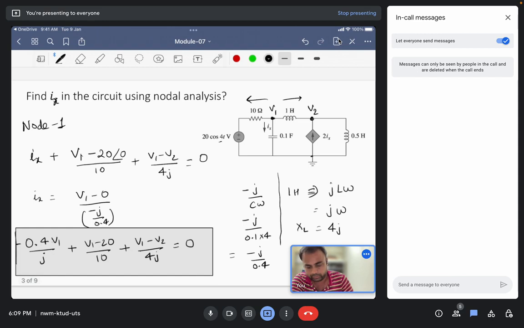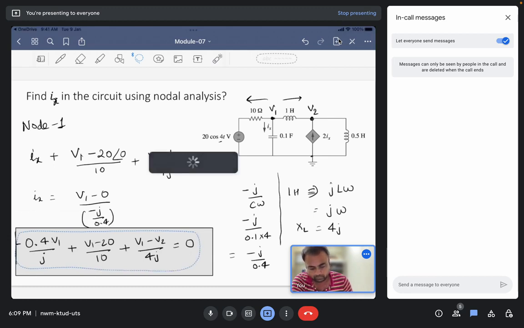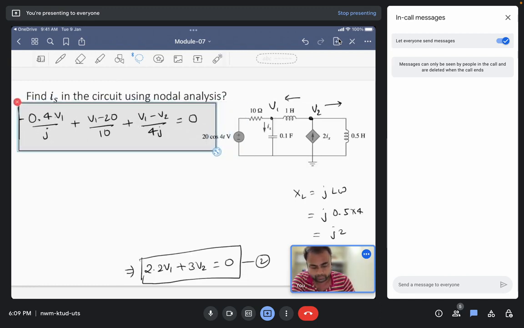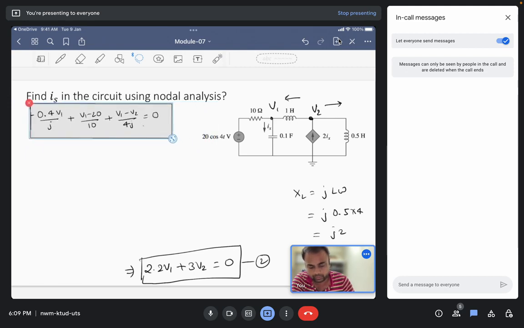So I will just copy the equation for node 1. So this is the equation for node 1. Again we can simplify this equation. I think it will be easy to take the LCM first of all and eliminate the denominator term here, and then we can substitute the value of V2 in equation 1. So this is our equation 1.